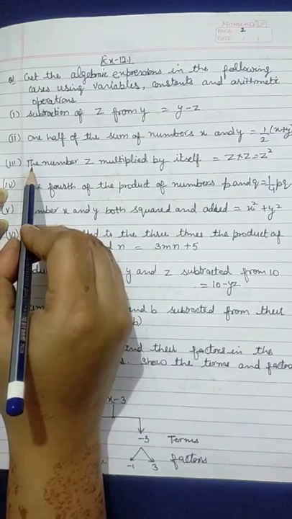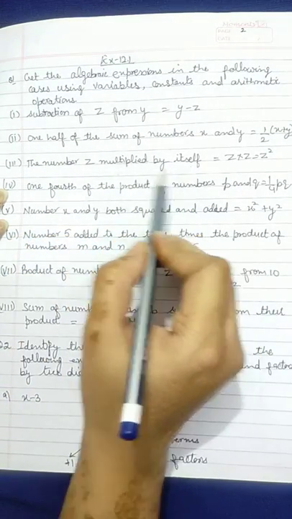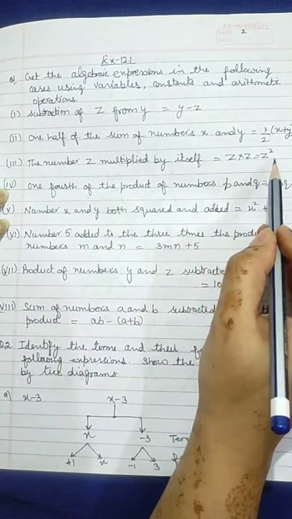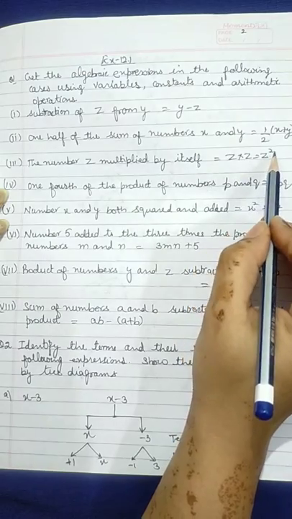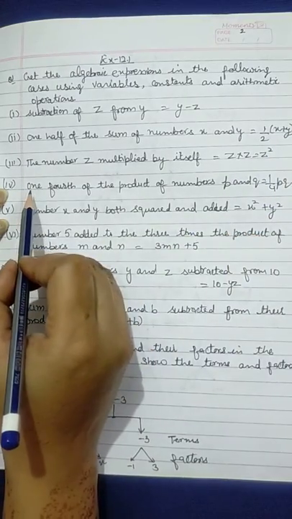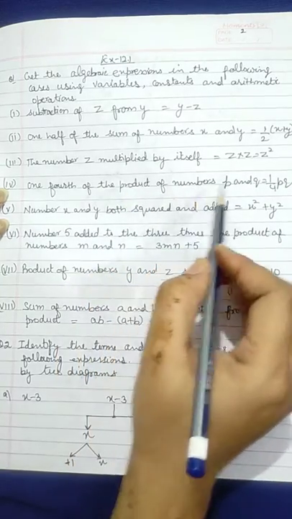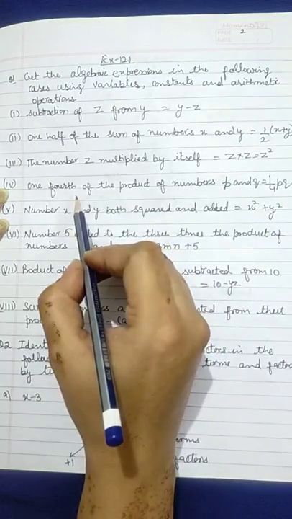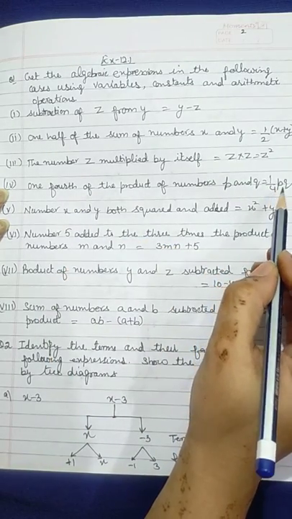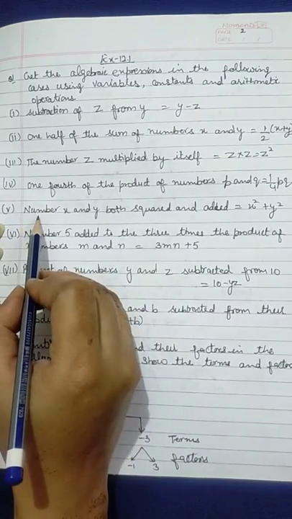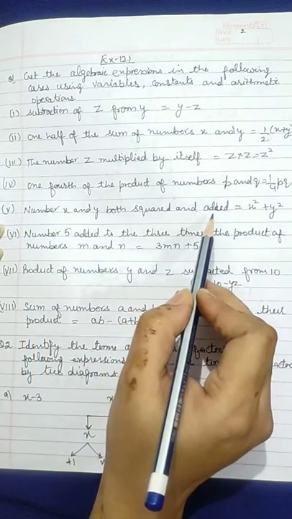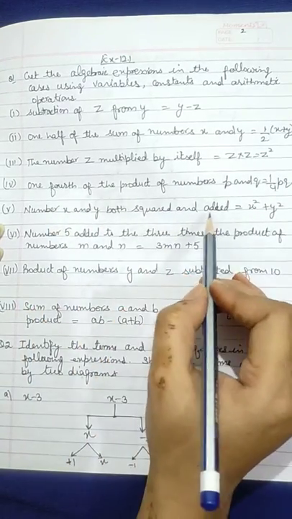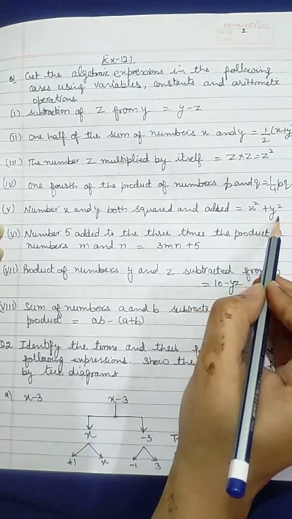Third part, the number z multiplied by itself. We are going to multiply z with itself. So it will be z multiplied by z equals z square, because here z appears 2 times, so it is z raised to power 2. And then 1/4 of the product of the numbers p and q. Product means we are going to multiply p and q and find its 1/4. So it is 1/4 pq. Then fifth part, the numbers x and y both squared and added. We'll square x and y separately, then we'll add them. So it is x square plus y square.